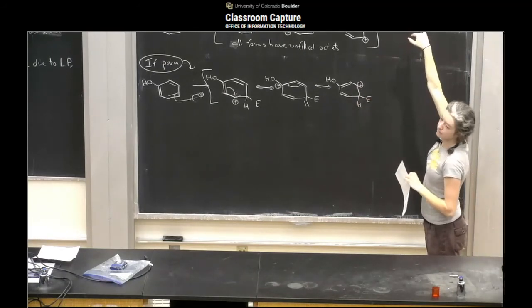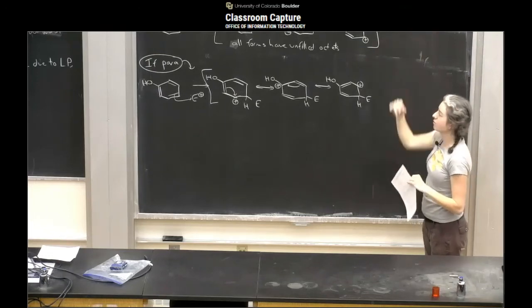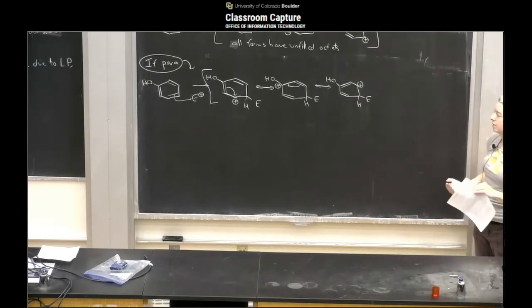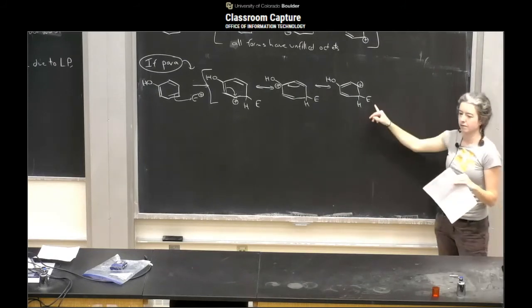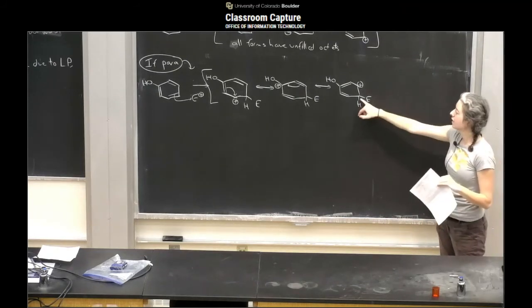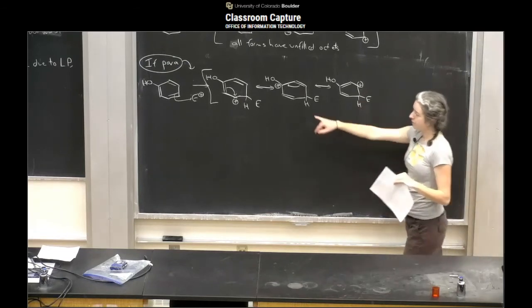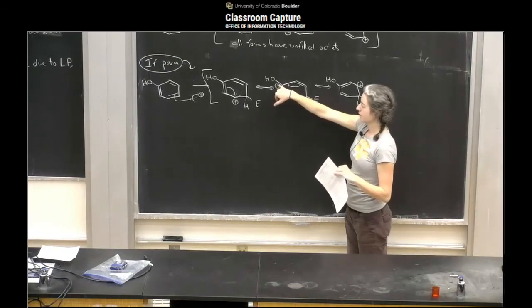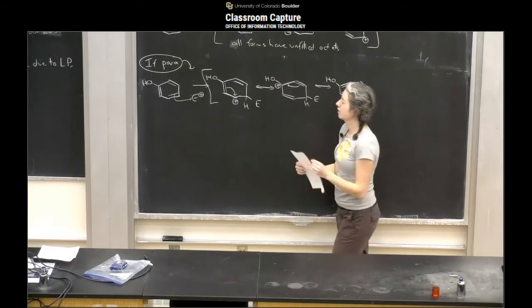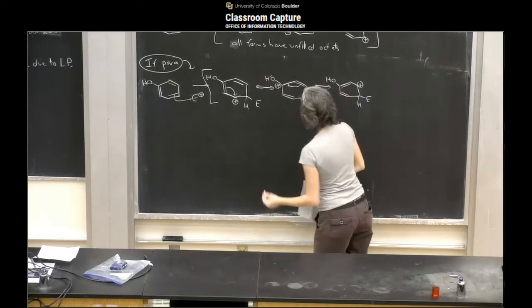the same three places that they did up here in the ortho attack. So ortho and para should end up giving you the same carbocation locations. You're just going to have the electrophile in a different place. But at some point, we do go through this form where there's a plus charge on the atom attached to the lone pair electron donating group.